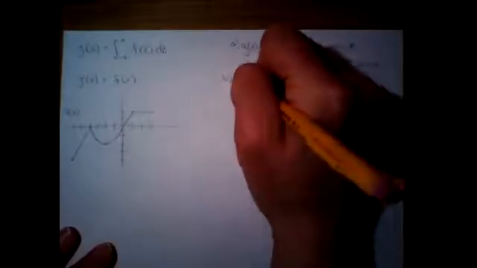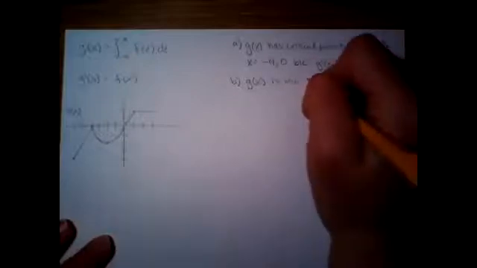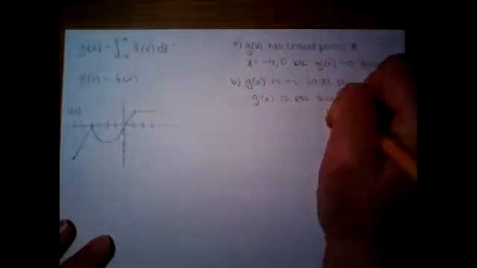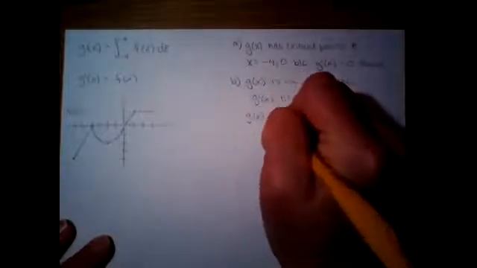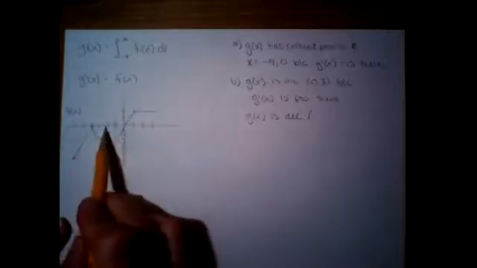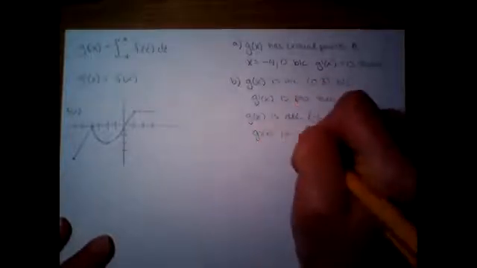All right, so then we did increasing and decreasing. So g of x is increasing wherever the derivative is positive. So that's above sea level. So that's going to be from 0 to 3 because g prime is positive there. And then g of x is decreasing wherever the derivative is negative. So that's going to be below sea level. So that's going to be from -6 to 0, because derivative is negative there.